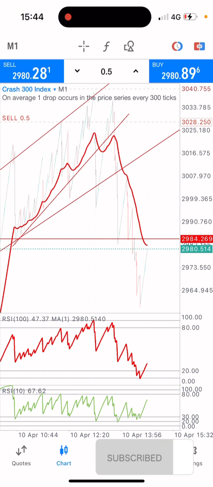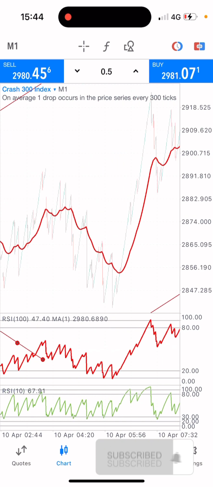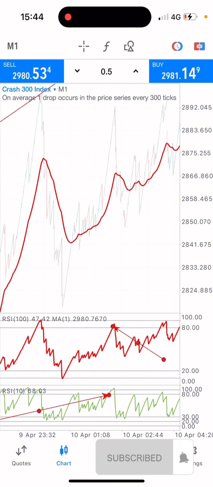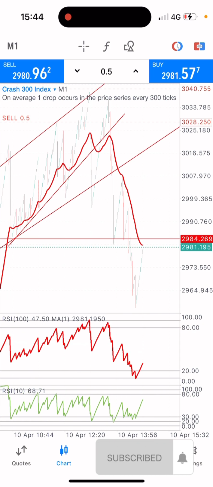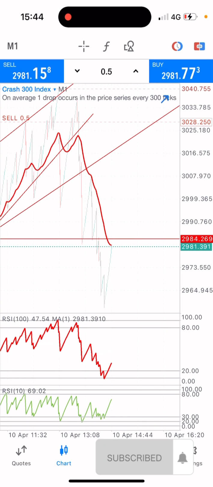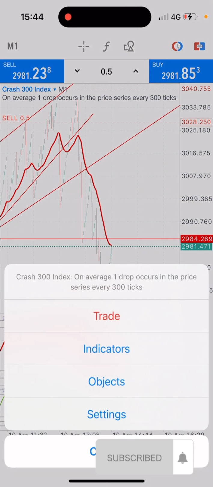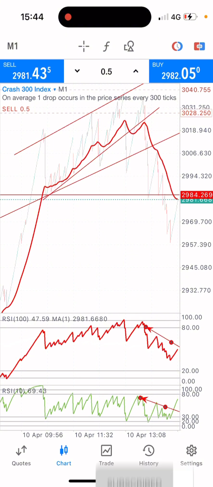So this is the situation that I'm currently having right now. On Crash 300, like what we said, this red line must be touching level 80 and this green line must be touching level 80 and above. Let me quickly do the illustration here. You go on objects, you put the arrows up, then you look at this level and do the same on objects up. This one you do the same. As you can see what was going on at this stage.